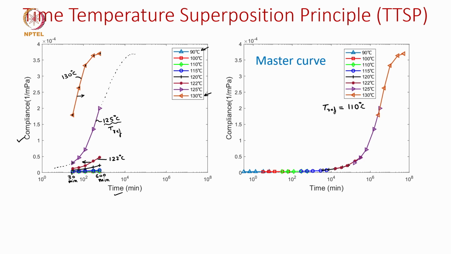meaning this 110 degrees centigrade curve is in green. These data we have not moved, but all the other data are moved either to the left or the right. Now, let us see which curves we move to the right. We move the curves which are tested above the reference temperature, like this 130 curve, 125, this red is 122 and the blue is at 115.